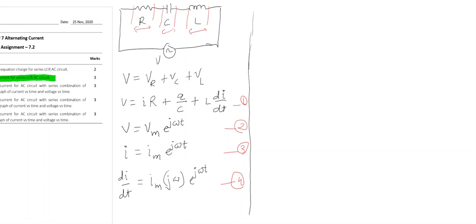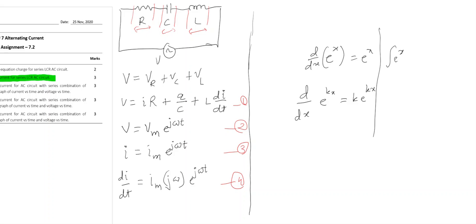How did I get equation 4? Let me explain. If you are differentiating e raised to x with respect to x, what you get is e raised to x. But if you are differentiating e raised to kx with respect to x, then you will get k e raised to kx. Math students must be knowing this. Similarly, if you are integrating e raised to x with respect to x, the integration is e raised to x only. But if you have e raised to kx to be integrated with respect to x, the integration is e raised to kx upon k. Okay, so keep these in mind. It will help you understand some of the derivative steps.